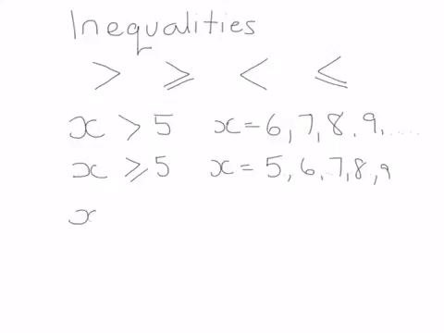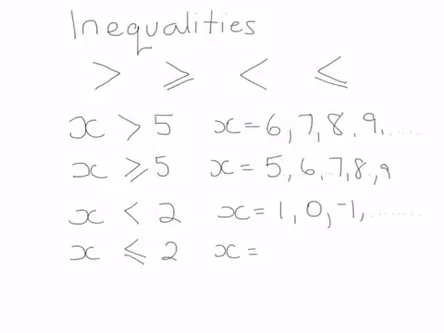If I have a particular number that I want to be less than 2, just looking at whole numbers, x could be 1 or 0 or -1, and it could keep going down. But if I have x is less than or equal to 2, then x is also allowed to be 2 because of the equal sign. So it could be 2 or 1 or 0, all the way down.